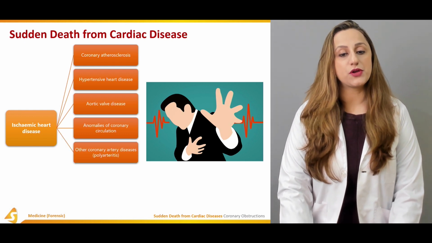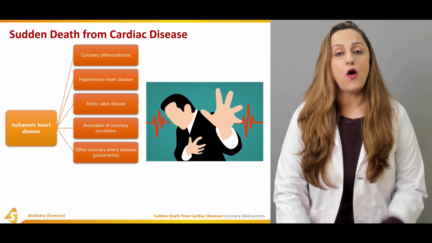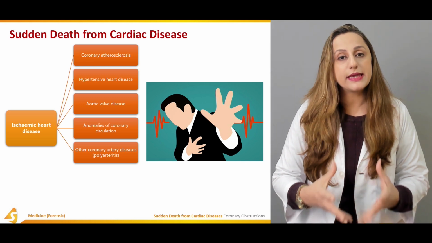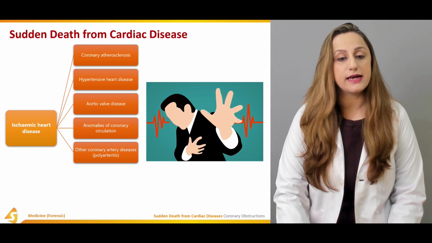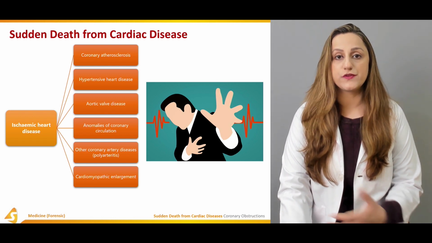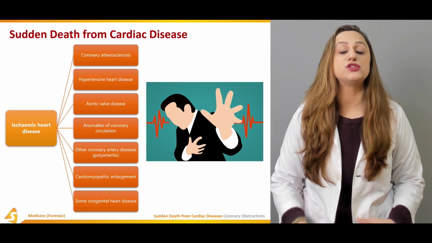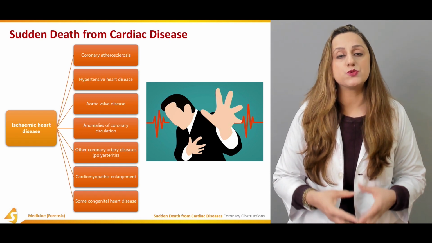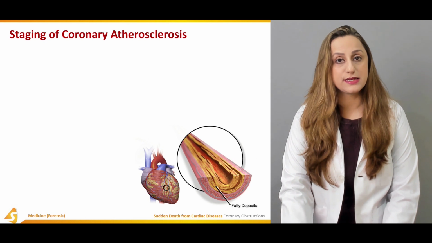Then we can have other coronary artery diseases. For example, polyarteritis is basically an inflammatory state of the coronary vasculature that can lead to compromised vasculature. It's again going to cause dysfunction of the cardiac muscle, and that is how it is going to complicate the situation. Cardiomyopathic enlargements are again considered as one of the complications and one of the underlying causes of ischemic heart diseases. And we can have some congenital heart diseases. They can vary from aortic valve diseases to other malformations of the cardiac muscles that can contribute towards such an ischemic heart disease condition.